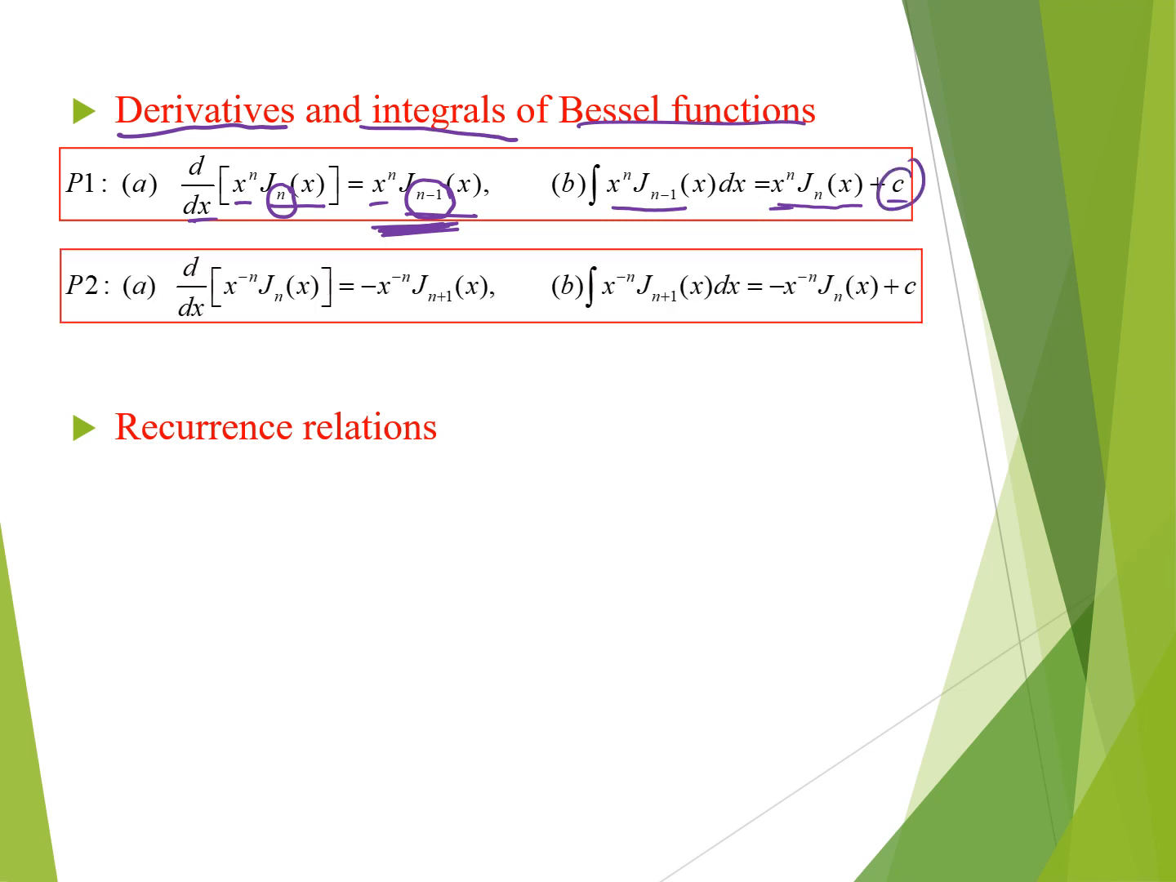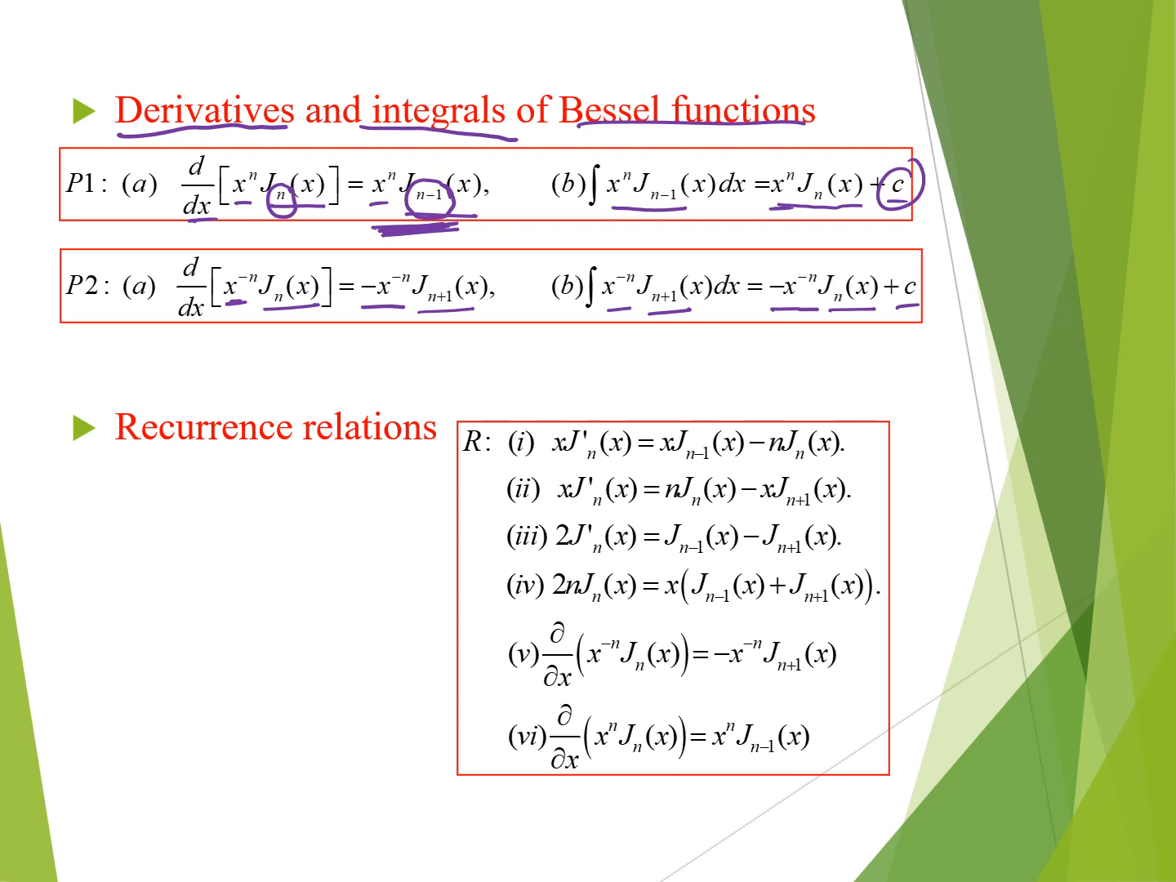Second, the derivative with respect to x of x^(-n) J_n(x) will be equal to minus x^(-n) J_(n+1). And similarly, the integration of x^(-n) J_(n+1) will be equal to minus x^(-n) J_n(x) plus c.